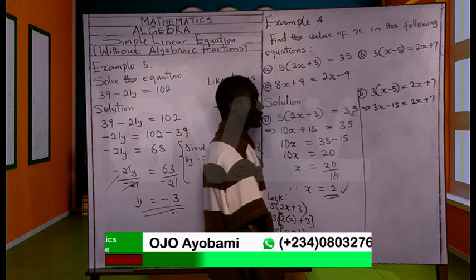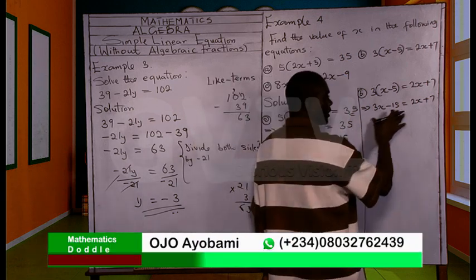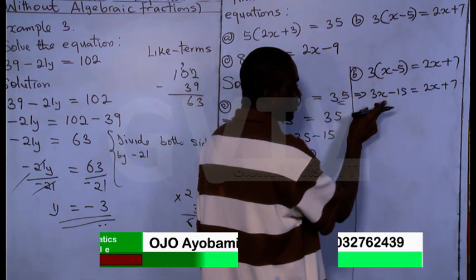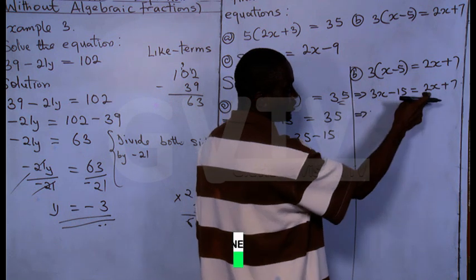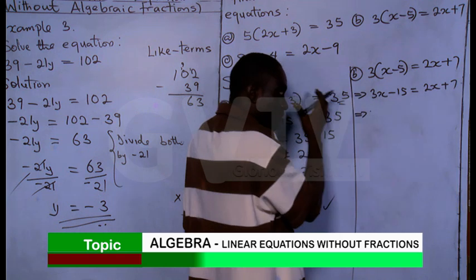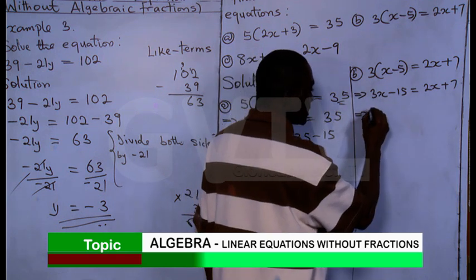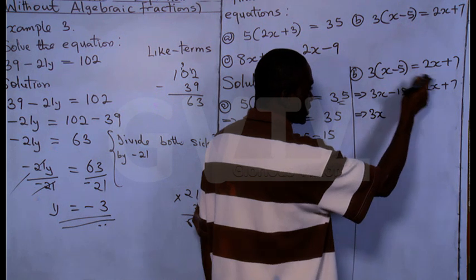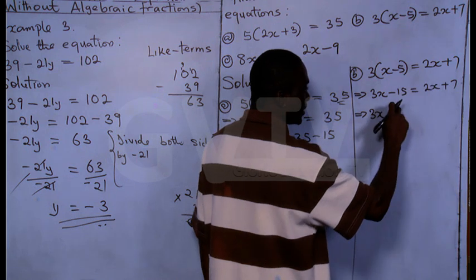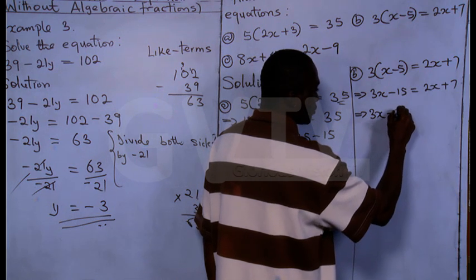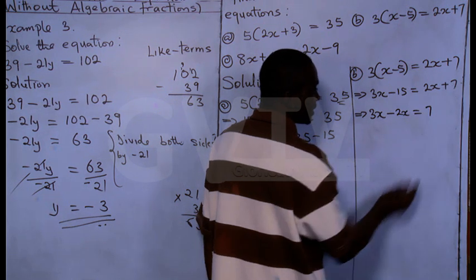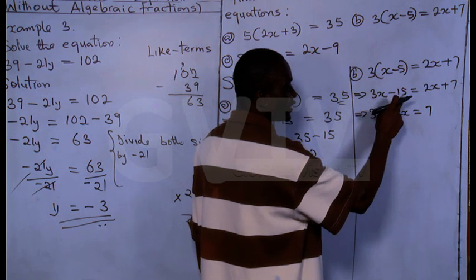Plus 7. Okay, now we have to collect the like terms. Collecting like terms, we are going to have 3x and 2x are like terms, so we have to let them be on one side. So this will be 3x. This 2x is coming to this side. This is a positive term. Coming to this side is going to be a negative term. Okay, so minus 2x. So we have plus 7 here, that is 7. So this is negative 15.